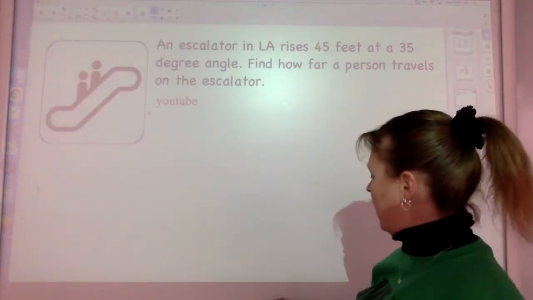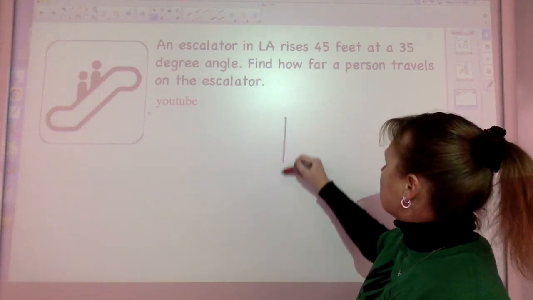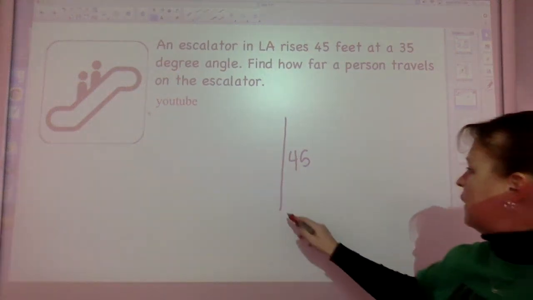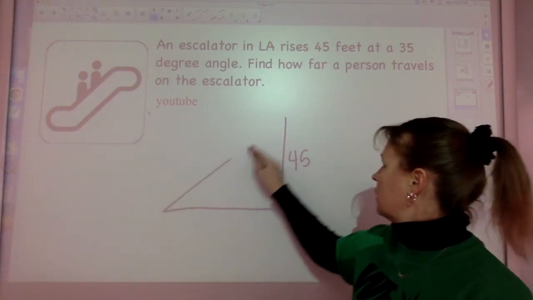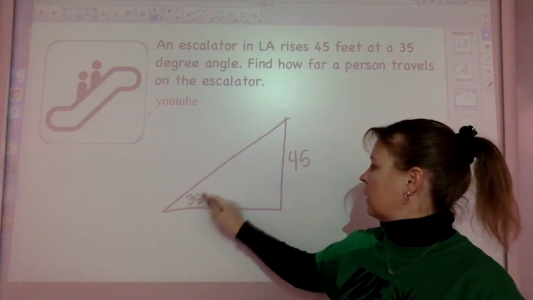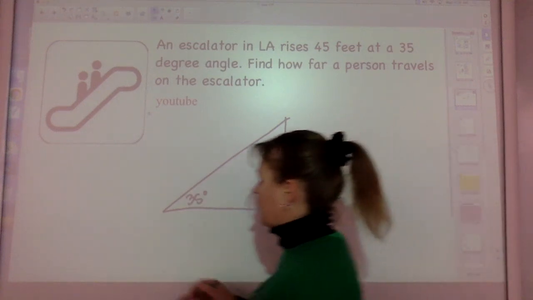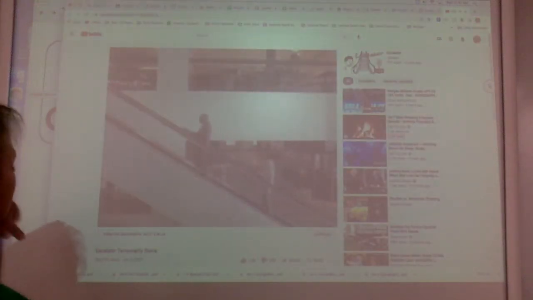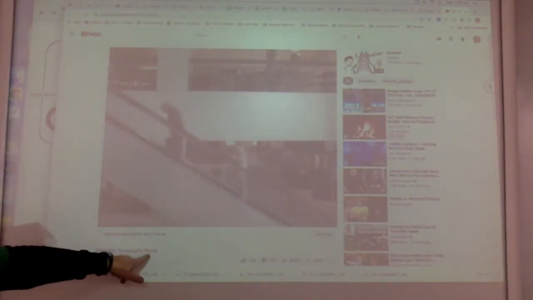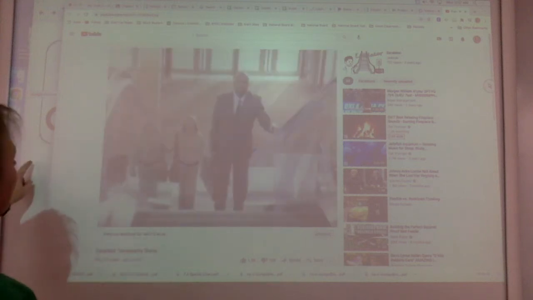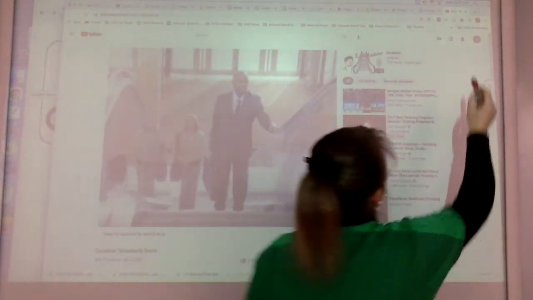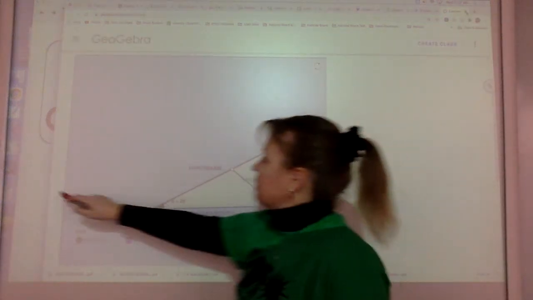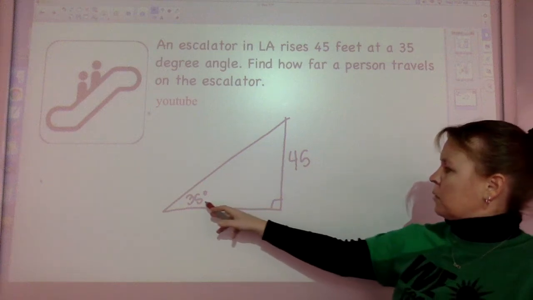Go back to it. An escalator in LA rises 45 feet at a 35-degree angle. Here it comes. So the YouTube is escalator temporarily stairs. What happens if the escalator breaks? It actually makes me laugh pretty hard. So, Google it, YouTube it.